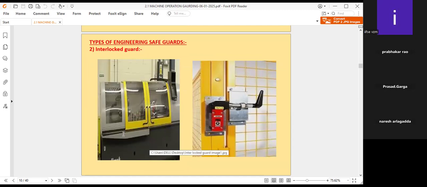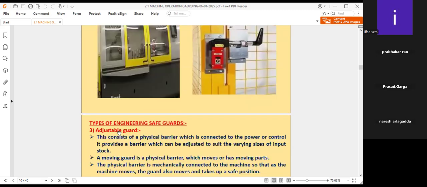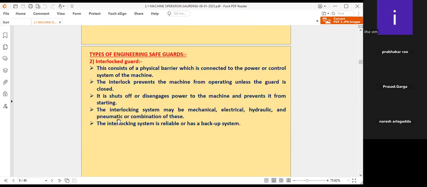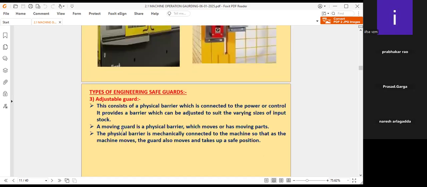Coming to the adjustable guards, it is not fixed. This one is fixed. The second one is interlock. The third is adjustable guards. They can be fixed but adjustable, this side and that side, covering the whole of the movable parts of the machine. This consists of a physical barrier which is connected to the power or control. It provides a barrier, which means an obstruction that can be adjusted to suit the varying sizes of the input stock.